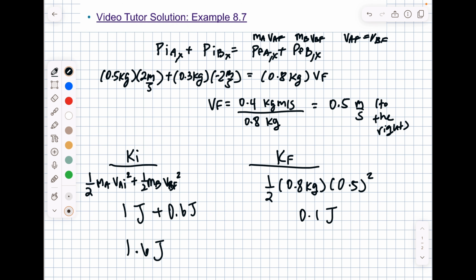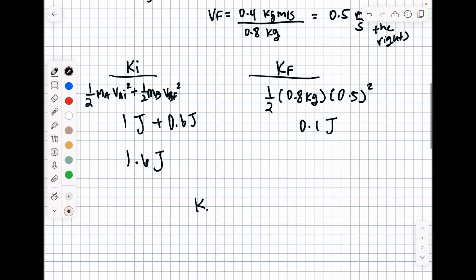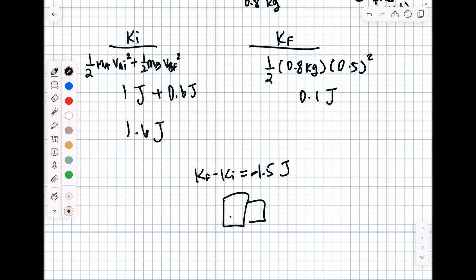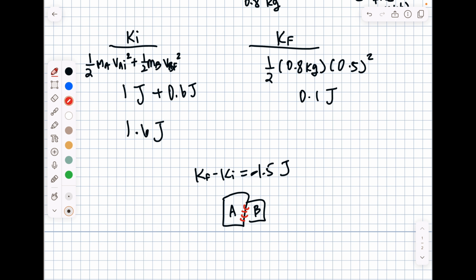1.5 joules of energy is lost in the collision. And where did it go? Kf minus Ki is negative 1.5 joules. It left the system of A and B, and it escaped as, well, you could think, because these two objects are now fused together, they're moving as one. So there had to be some molecular processes that linked these objects together.